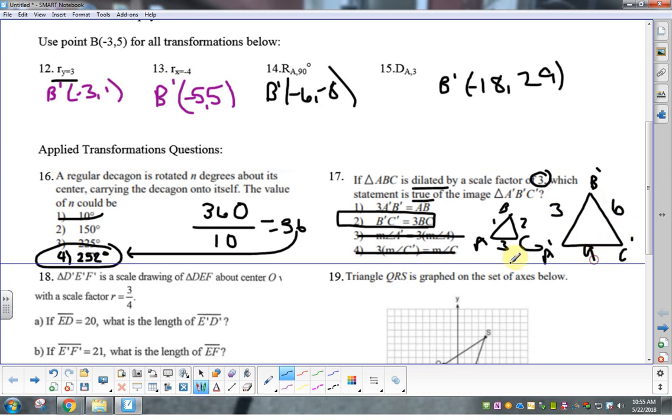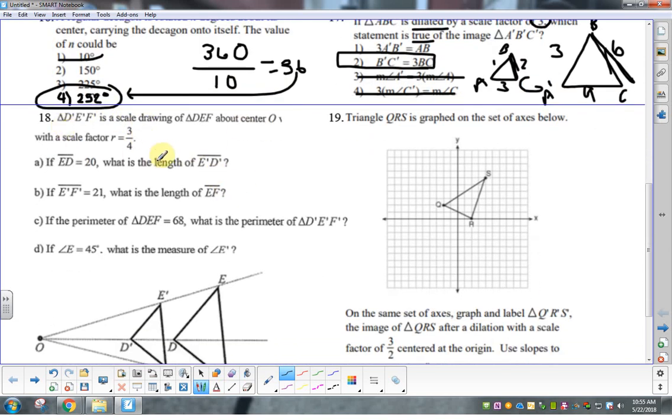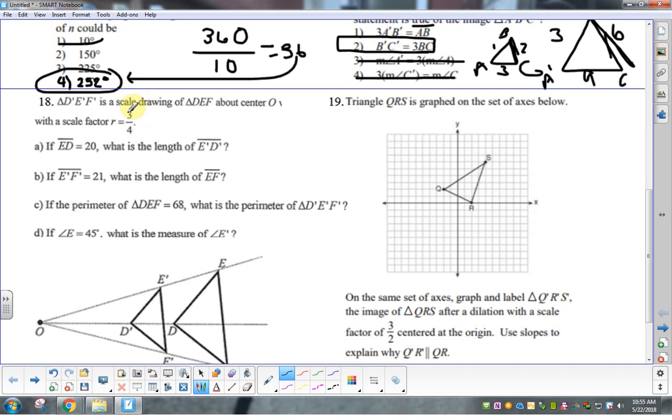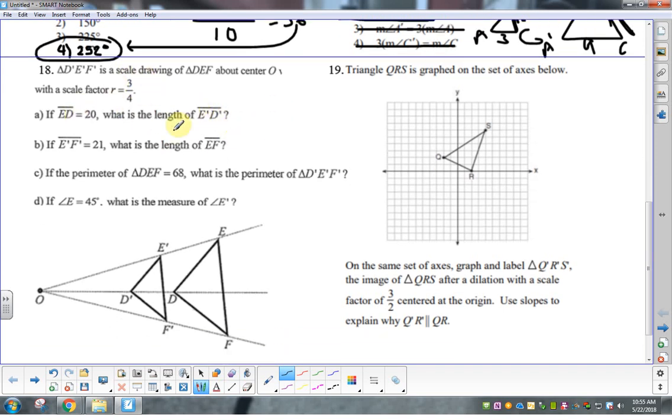And it should be at this point clear to see that 3 times BC is equal to B prime, C prime, not the other way around. Pictures help a lot. Okay, triangle D prime, E prime, F prime has a scale factor of 3/4. If ED is 20, what is the length of E prime, D prime?